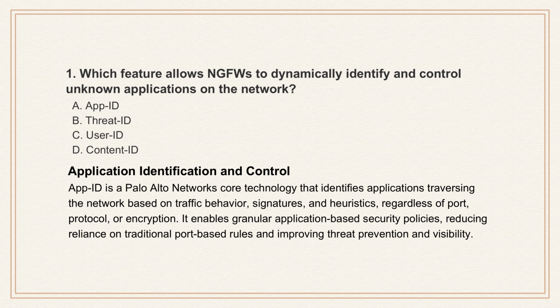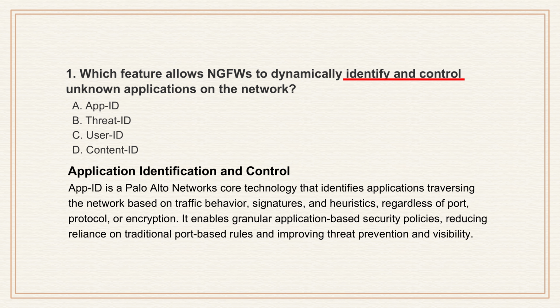First up, this idea of application identification. The source material brings up a question about how modern firewalls identify apps, especially ones that are, let's say, behaving unexpectedly. Yeah, like using non-standard ports or even encrypted traffic. That's a big challenge for older firewalls. So what's the tech the source points to?